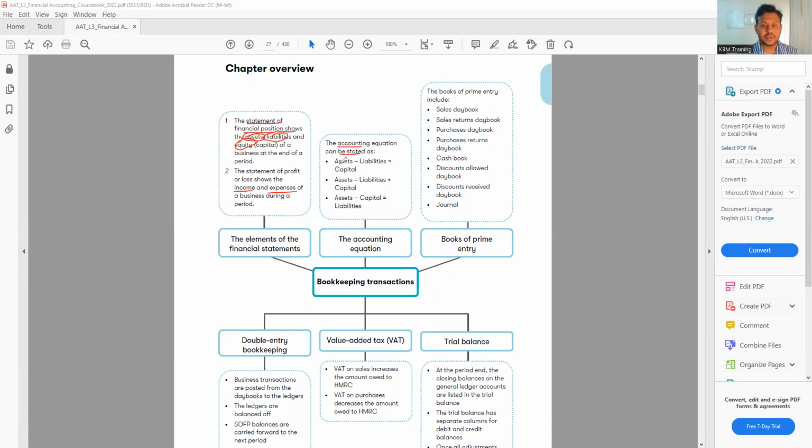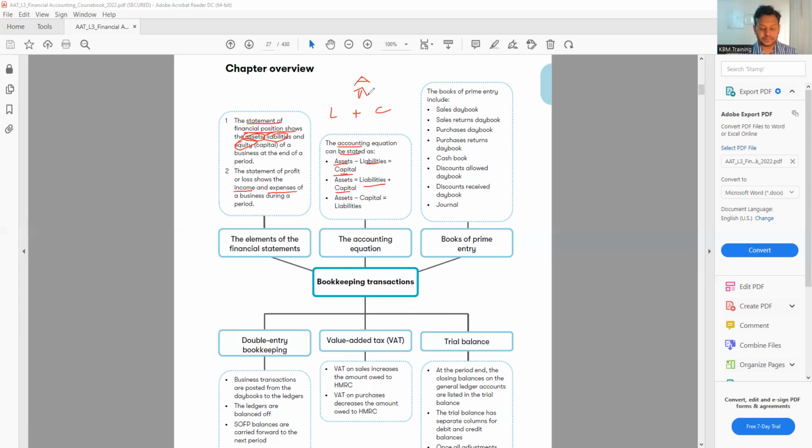In the accounting equation, we have asset minus liability called capital. So we already know what the accounting equation is. From the asset, if you minus the liability, the remaining will be capital. The other way we can say: liability plus capital is asset, and asset minus capital is liability. The best way you can remember it, we can put asset at the top, then liability and capital below it. If we add the liability and the capital, it will be equal to the asset.